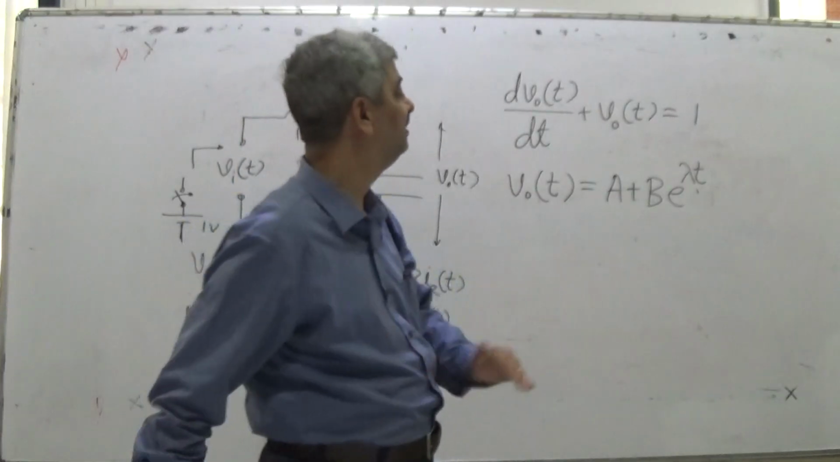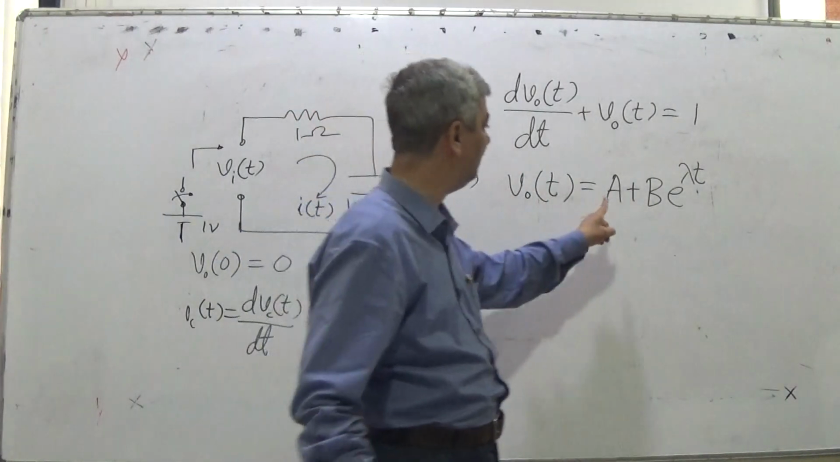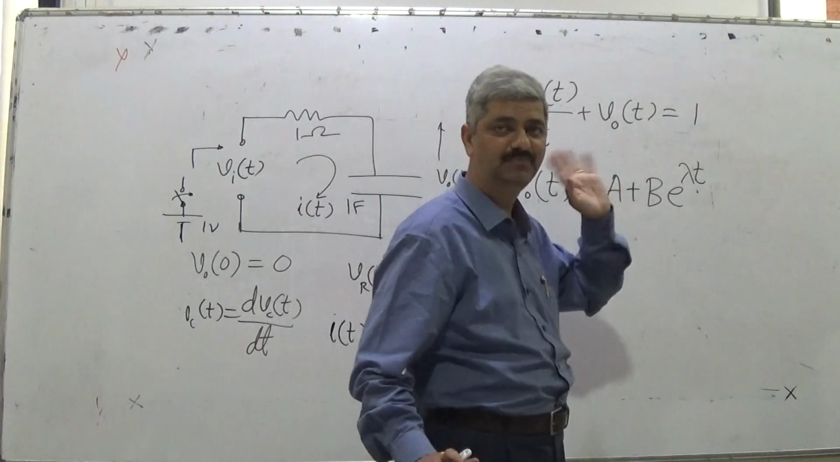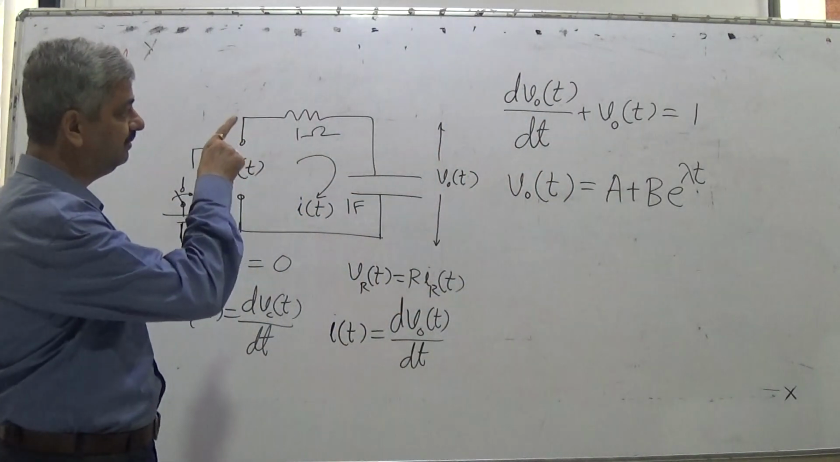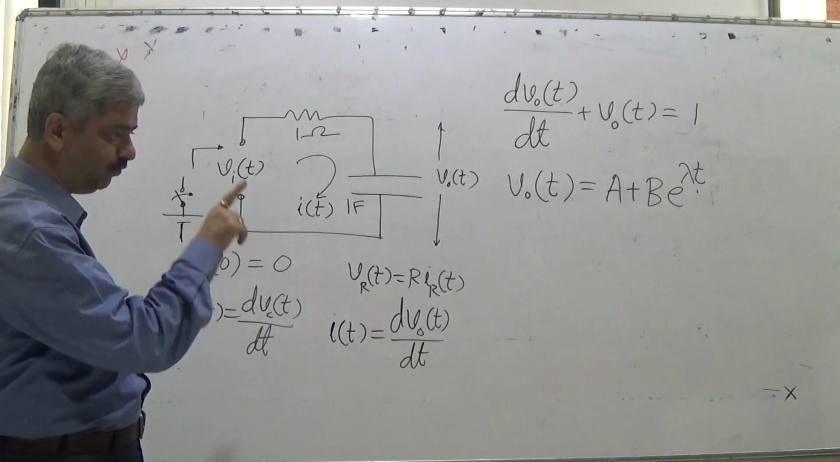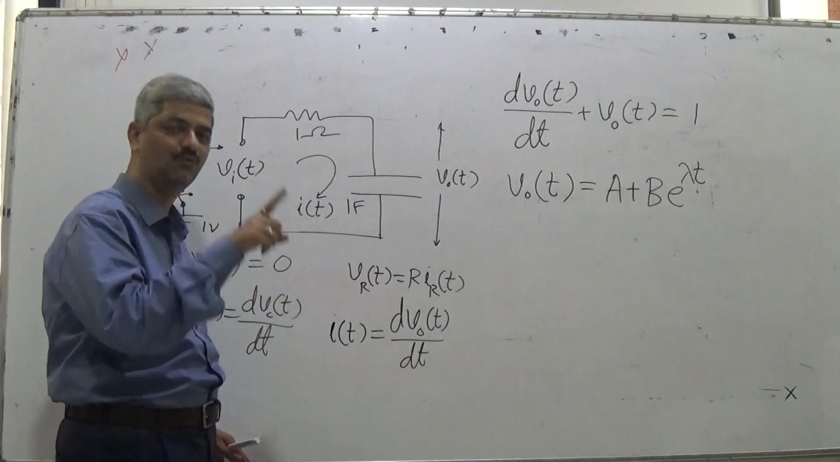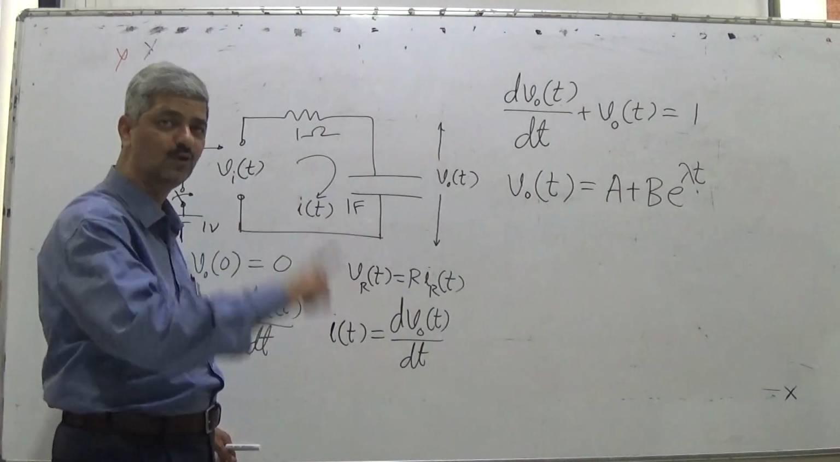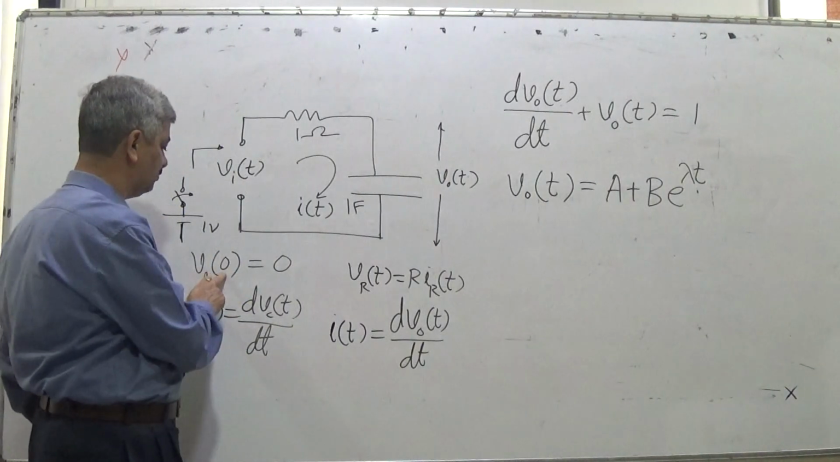And then our job is simplified only to find A, B and lambda. A, B and lambda. Now, if you want to find the solution of the differential equation, we need to find A, B and lambda. That will require the value of VOT at t equal to 0, and at t equal to 0, VO0 is 0.